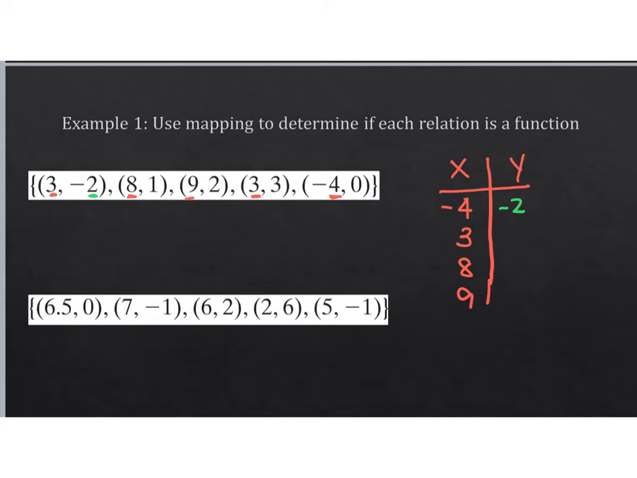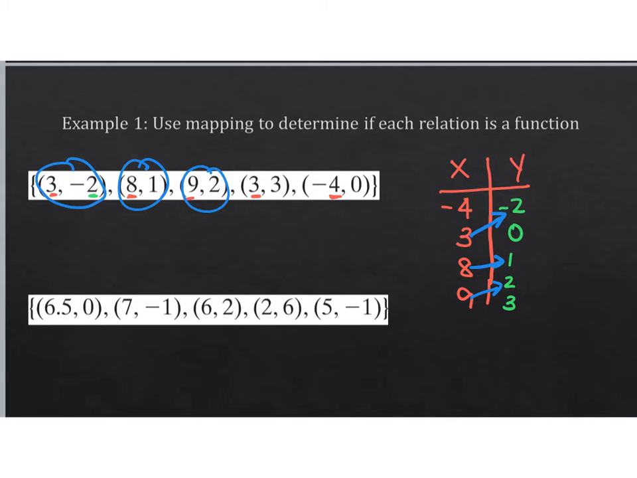Then I have, looks like I go 0, 1, 2, and 3. So how the mapping is going to work is we are actually going to map. If I look at this coordinate point here, 3, -2, so 3 is going to go to -2. Then my point 8, 1, so 8 is going to go to 1. 9 is going to go to 2.